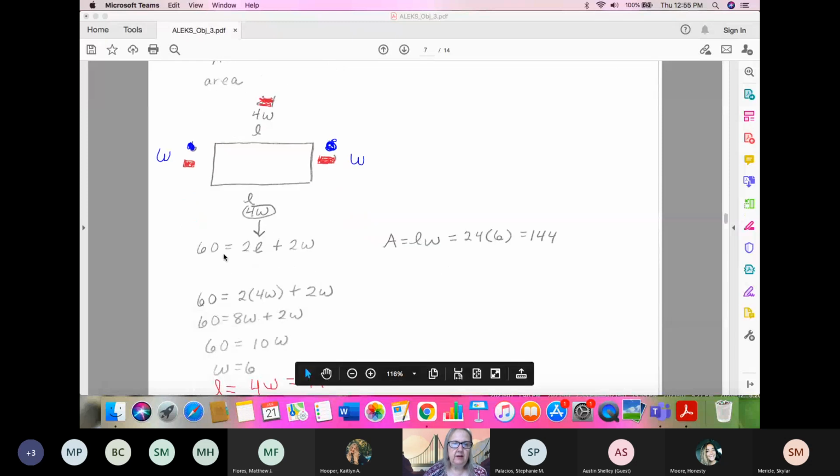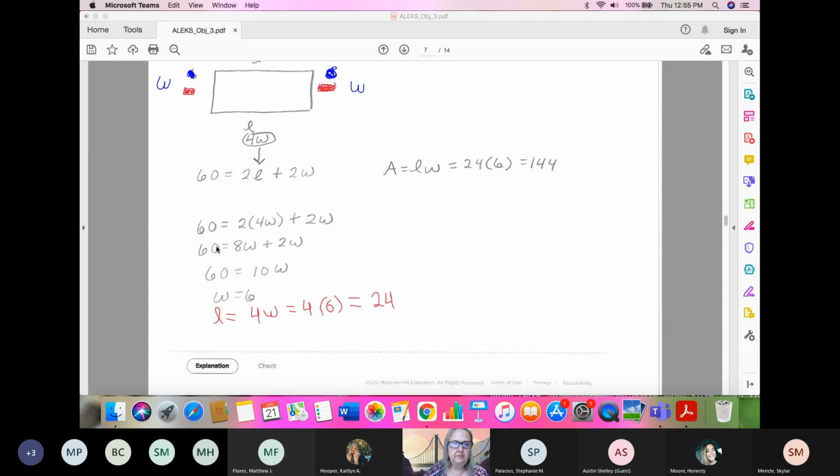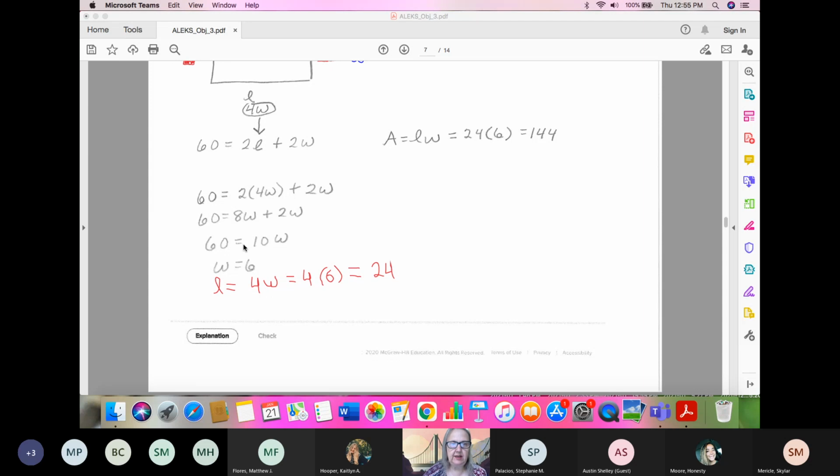And what do we get? When we do this, we get 60 still. 2 comes down. We put in 4W for the length. And then we add on this 2W. Next step, copy down the 60. 2 times 4 is 8, so we have 8W plus this 2W. Copy down the 60 equals. These are like terms, so we can combine them by taking 8 and adding it to 2, which gives us 10, and then a single W after it, 10W.